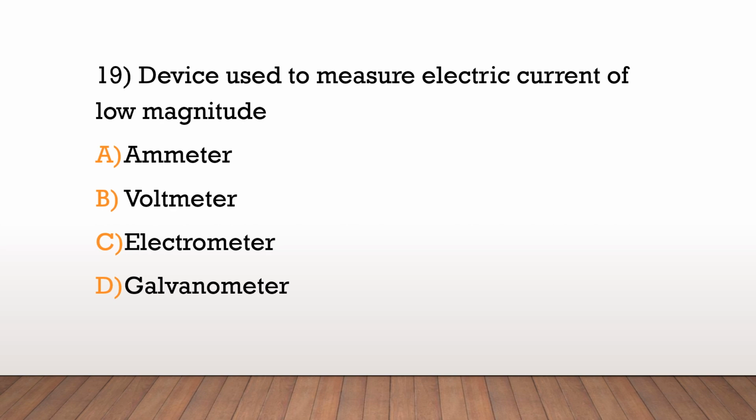The next question is device used to measure electric current of low magnitude. Option A, ammeter. Option B, voltmeter. Option C, electrometer. Or option D, galvanometer. The correct answer is option D, galvanometer. We'll go to the next question.